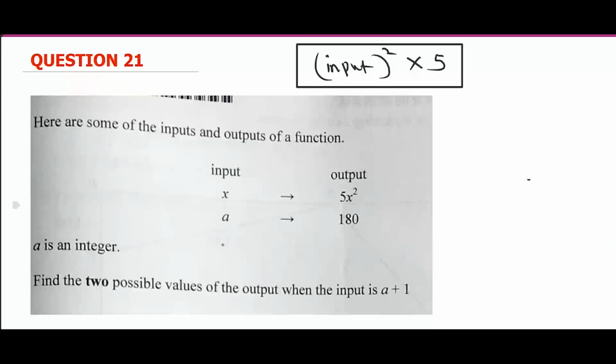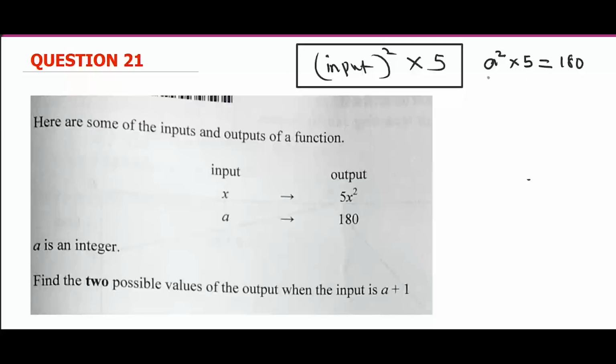So for the second one, when it is a, you are going to have a squared multiplied by 5, and that must give us 180. Okay, so a is an integer. Find the two possible values of the output when the input is a plus 1.